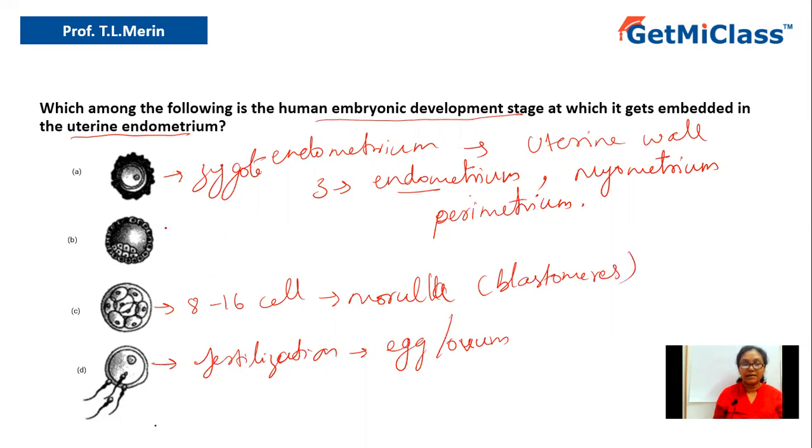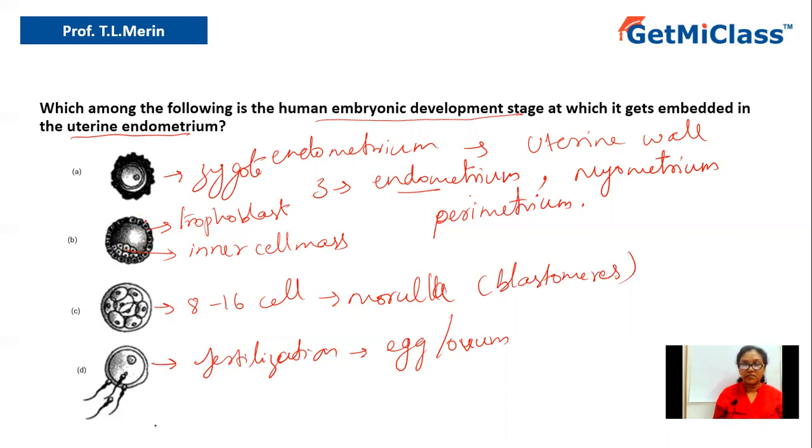These blastomeres arrange themselves into two layers. The outer layer is called the trophoblast. Inner to it, towards the inside, there is a mass of cells called the inner cell mass, which is nothing but the embryonic cells. This will get converted to the baby or the fetus, whereas the trophoblast will combine with the endometrium and further form the placenta.